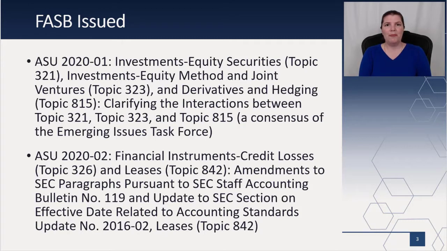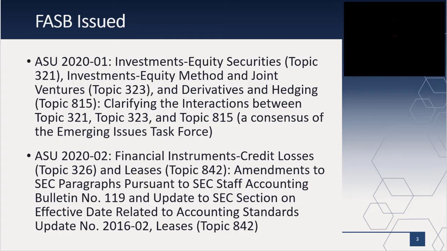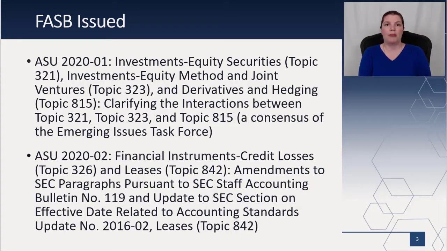FASB started off pretty strong, and then obviously with COVID sort of faded out towards the end of the quarter, but they did kick off with 4 standards. So the first one is a very niche area looking at the interplay between various topics. As they were working on the financial instrument suite, it became clear that there was a little bit of confusion over what topic was the predominant topic and some of the interaction between them. So this is going to address topics 321, 323, and 815. So this is going to be your equity securities, which was newly created in ASU 2016-01, the equity method in topic 323, and then topic 815 for hedging.